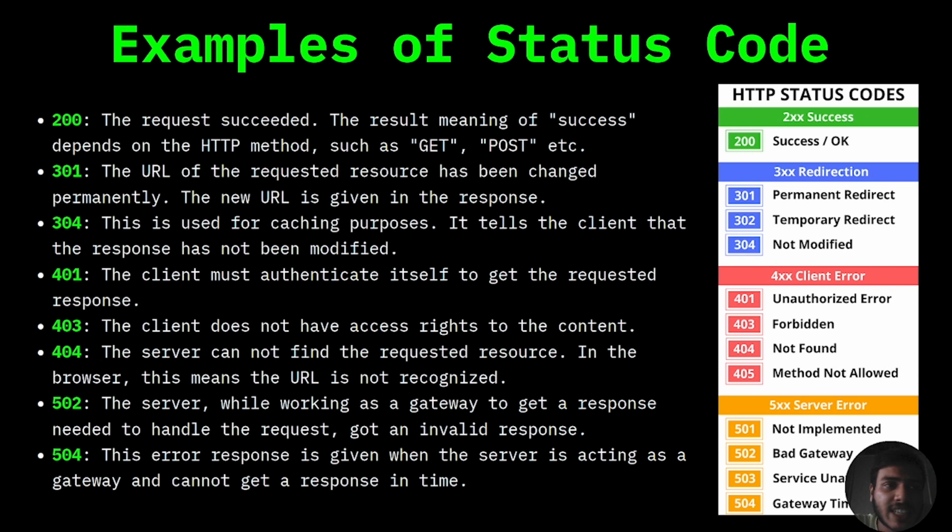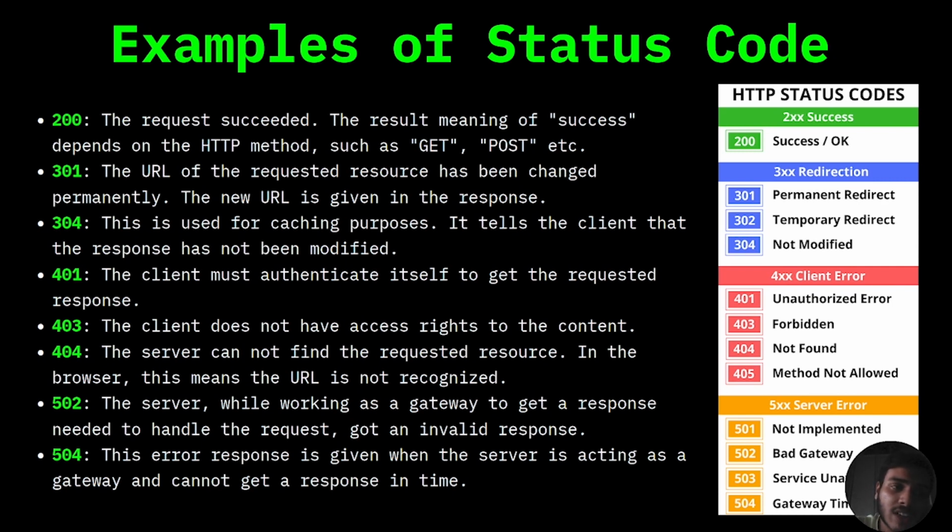Now, examples of status codes. There are very popular status codes that you will encounter mostly while operating on websites. Some of them are like 200. That is, the request succeeded, and the meaning of a success really depends upon the HTTP method. Suppose you make a request, for example a POST request.